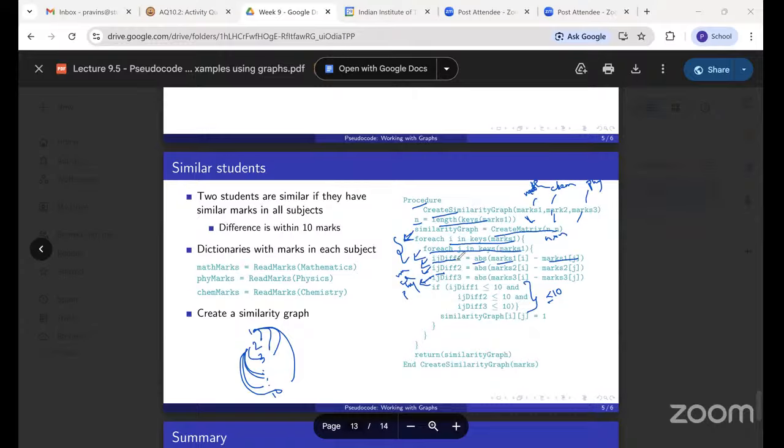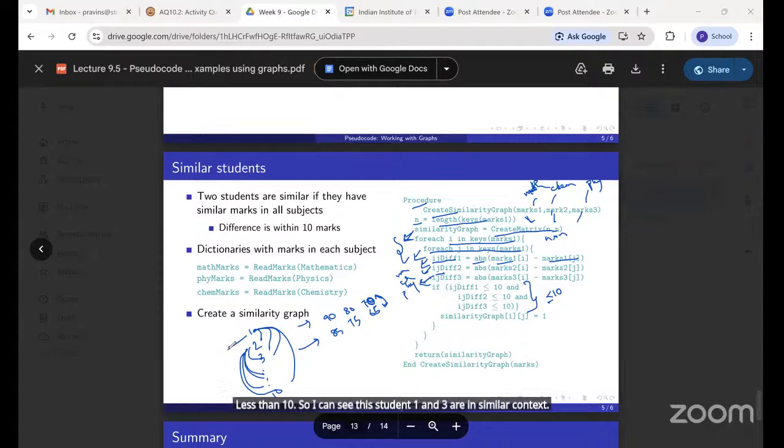Yes. If student 1 has marks of 90, 80, 70 in all three subjects, and student 3 has marks of 85, 75 and 65, the difference in all three subjects is less than 10. So I can say student 1 and 3 are in a similar category. I couldn't see much deviation, so less than 10 is considered similar students, based on the marks.